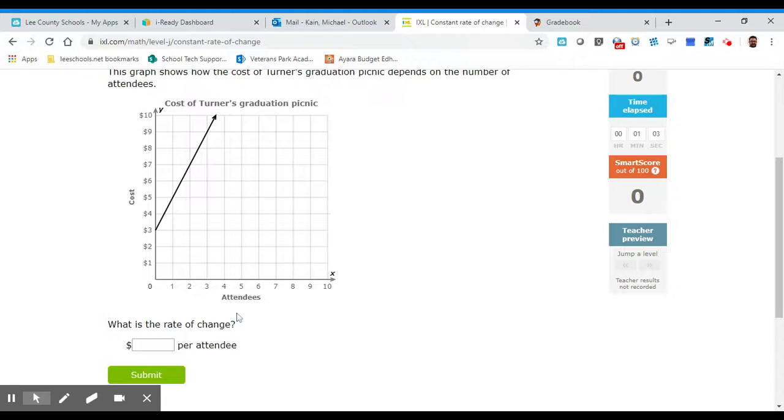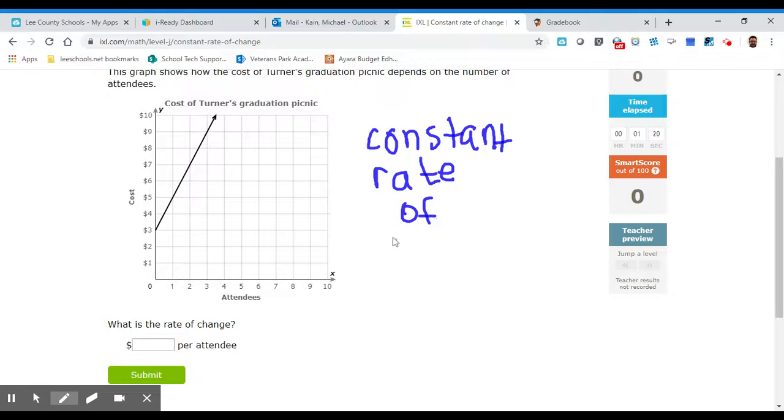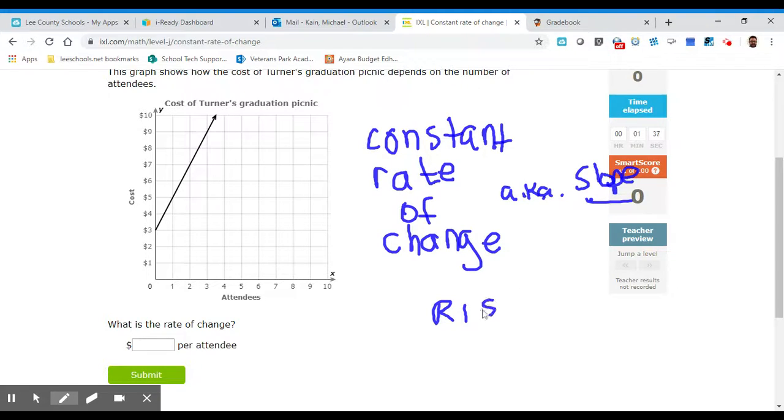Well, rate of change and constant rate of change is the same thing as the slope. We want to make sure that we remember that constant rate of change and slope are synonymous, which means that they can be used interchangeably. If I say constant rate of change, it really means the same thing as slope. And when we're solving for slope, especially on a graph, what we're looking for is rise over run.